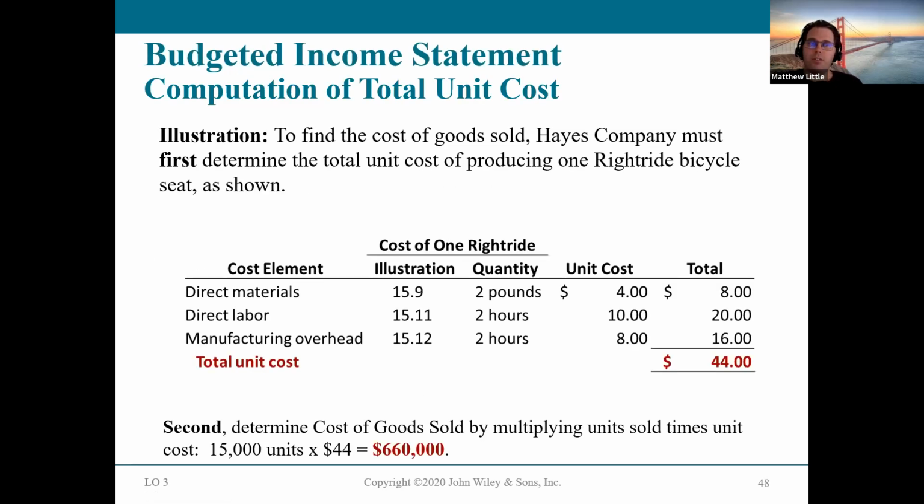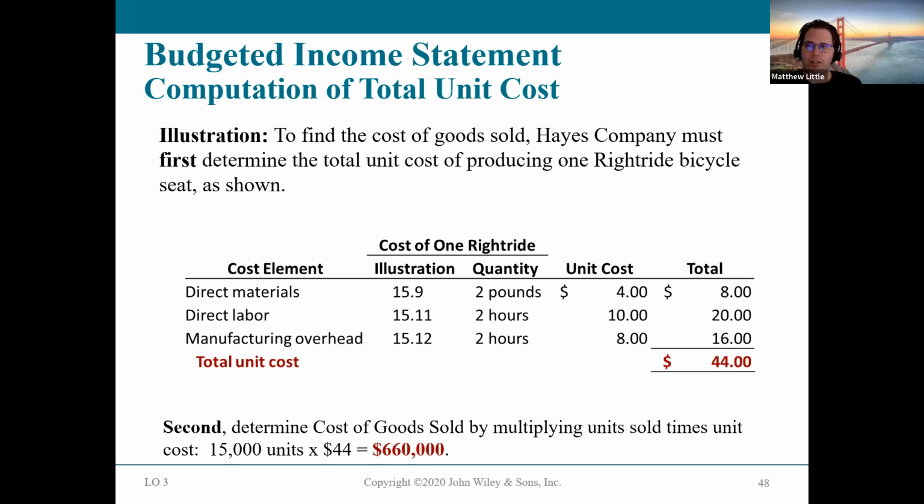So then, just as an aside here, we want to find the cost of goods sold. We must first determine the total unit cost of producing one bicycle seat. So we have an example here. Our direct materials, labor, and overhead. So you can find these illustrations in the text. So our 2 pounds of direct materials at $4 a pound, or 2 hours of direct labor at $10 per hour, or 2 hours of manufacturing overhead at $8 an hour. Our total unit cost is $44.